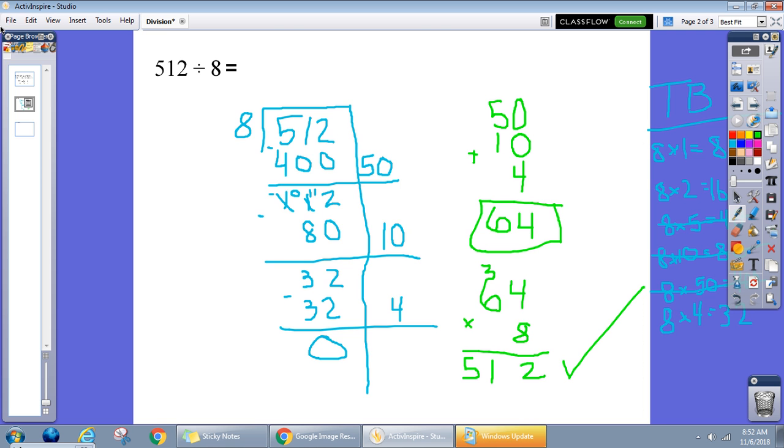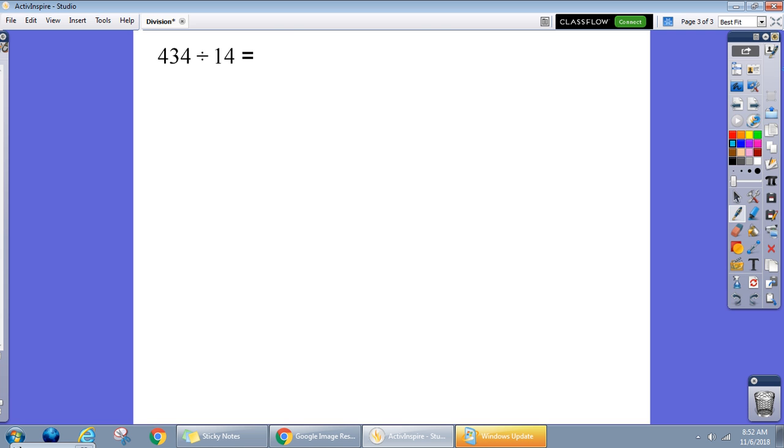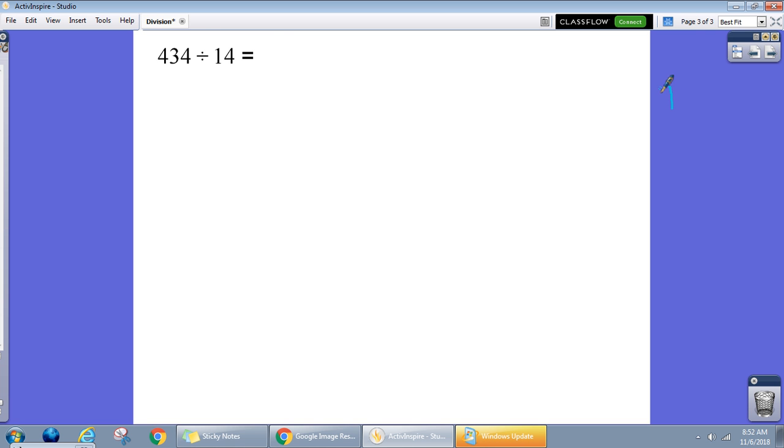All right, let's practice one more time. 434 divided by 14. All right, first thing I want to do, make my think box. All right, 14 times 1 is 14. 14 times 2 is 28. 14 times 5.